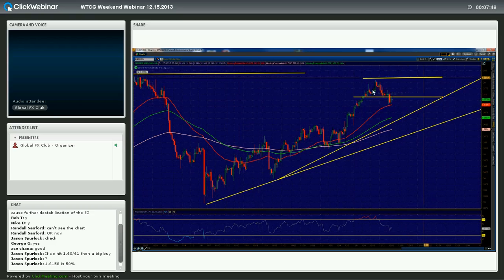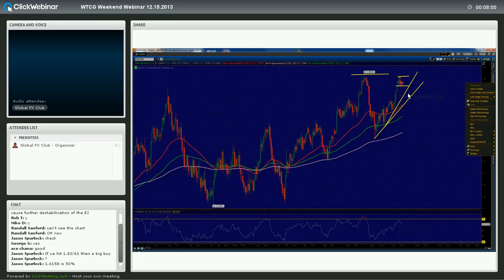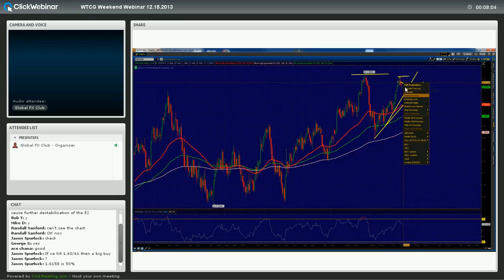You can see here we broke down out of this little sloppy head and shoulders type thing, and we may see it continue lower. If we jump to the daily chart, I'm mostly looking at these trend lines here as the next support area. As long as these trend lines hold, obviously the trend is up until it's not.